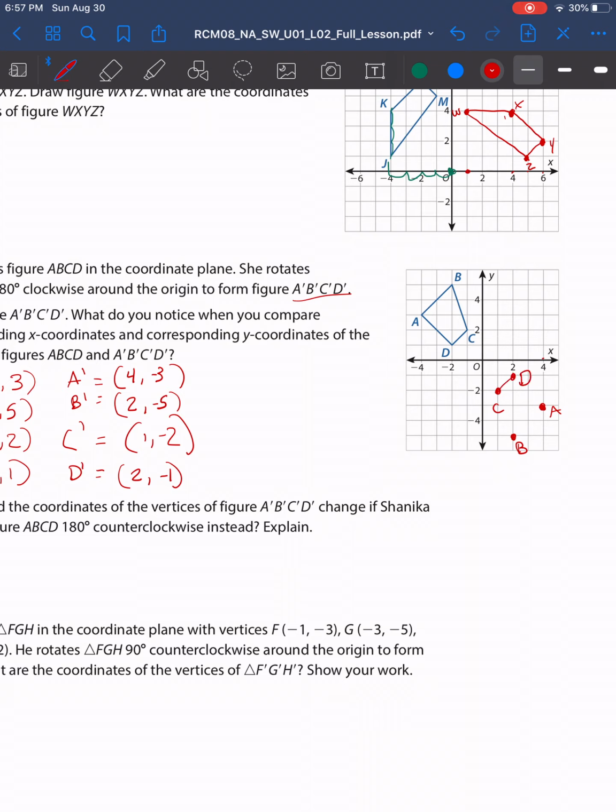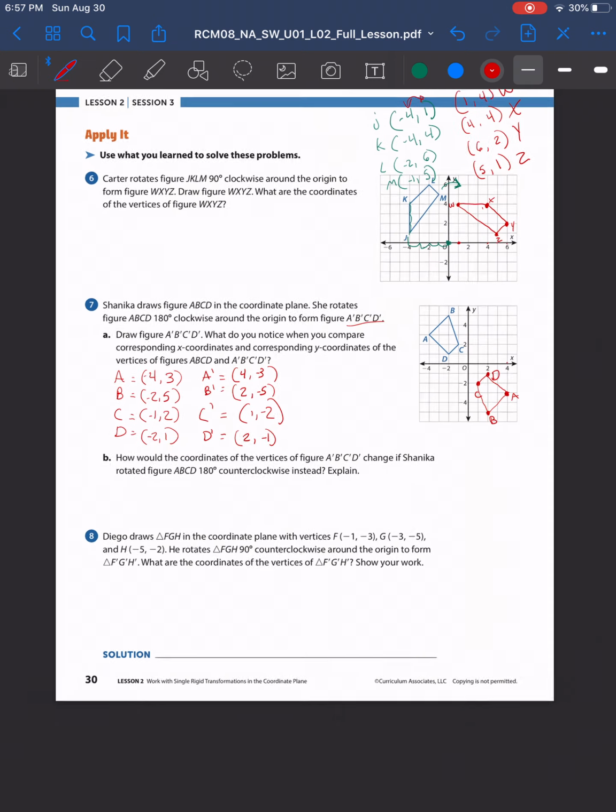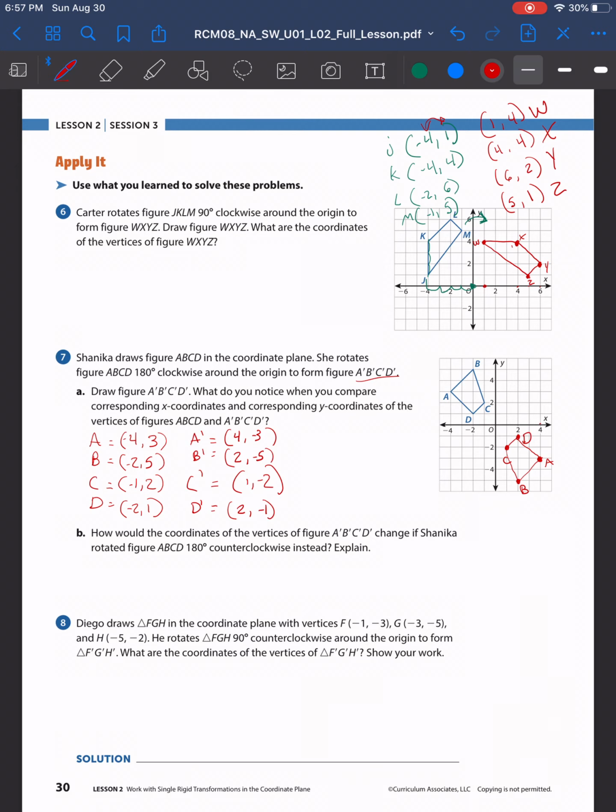Hey, you know what? That looks pretty good to me. I think we literally just solved a whole new thing. Oh my gosh, okay. Wow. So if you're going clockwise 180 degrees, you don't switch the X and the Y, you just switch the signs to their opposite. Interesting. How do you think the coordinates would change if you went counterclockwise?